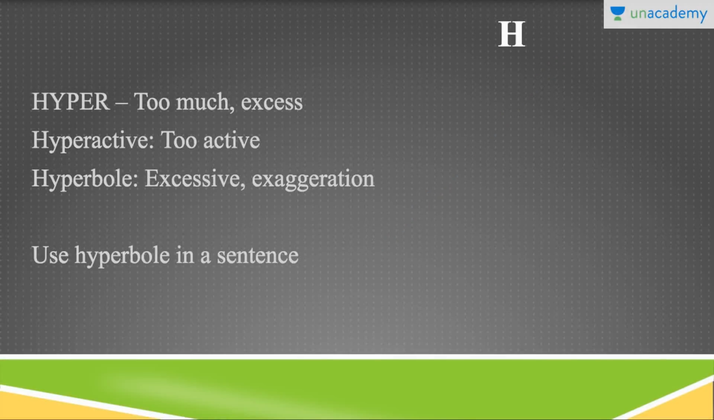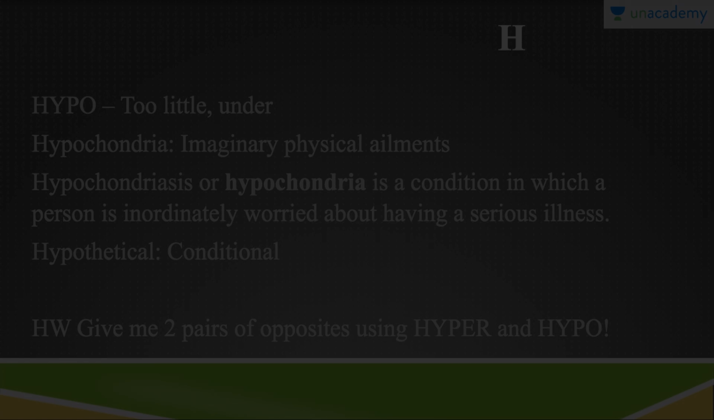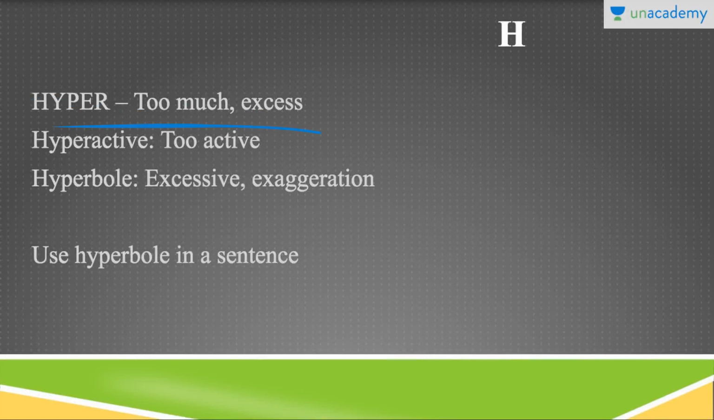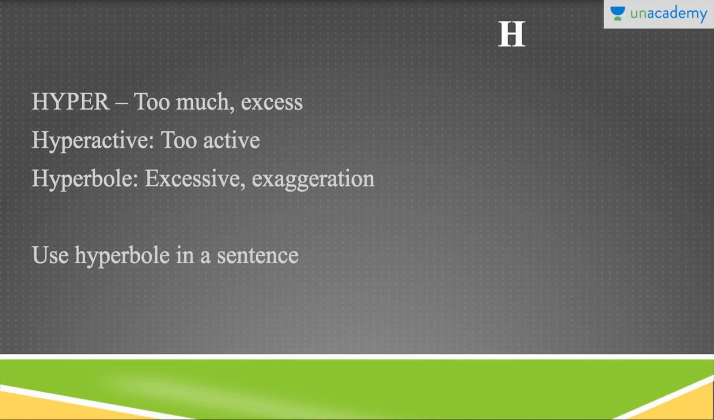Hyper is again excess or too much. Hypo is too little or under. So these are the two roots that I'm taking together. Hypo is too little, hyper is too much. So somebody who's hyperactive means that person is too active, like too much energy. Like Kareena Kapoor's character in the movie Jab We Met was hyperactive.